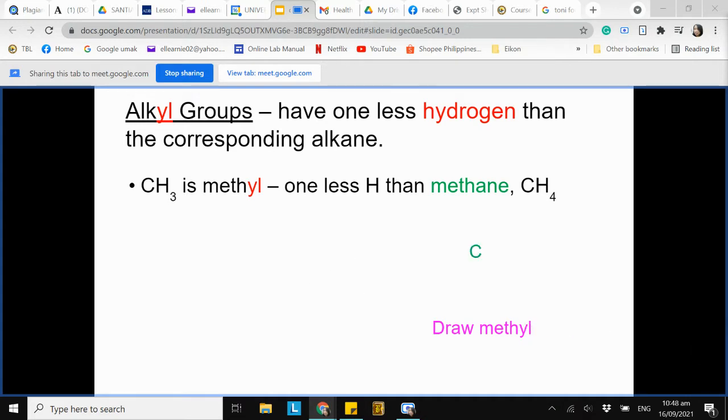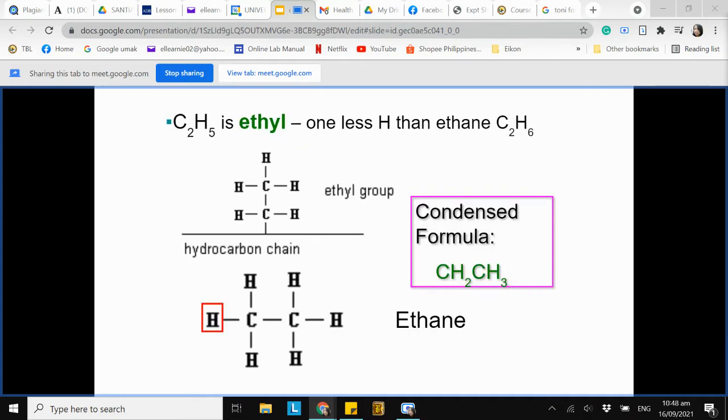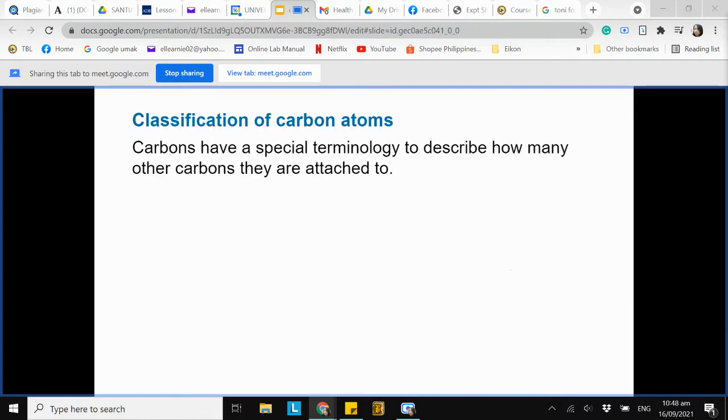Here's another example of alkyls. Now, classification of carbon atoms in a compound. Usually, based on the number of carbons, we have what we call central atoms. So, ito yung pinakagitna or yung mismong atoms na tinitingnan natin. Depending on how many carbons are attached to it, you can describe the degree of its affinity.